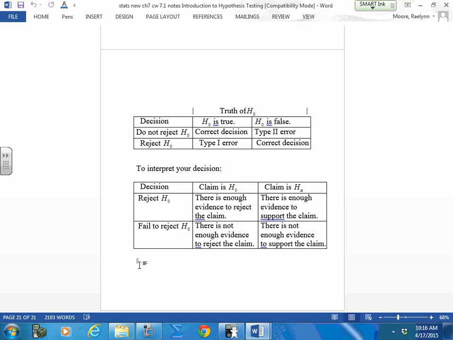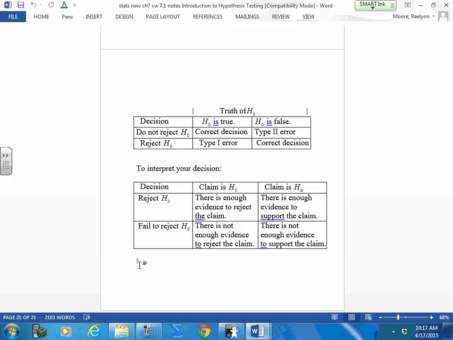Notice we don't say it's false, it's wrong, I disagree. We just use those words. And I am going to be really tight about using those words. Those exact words. It's very important that you use, especially reject, support. That's why we set up the HO, the HA. When we want to say reject, when we want to say support.